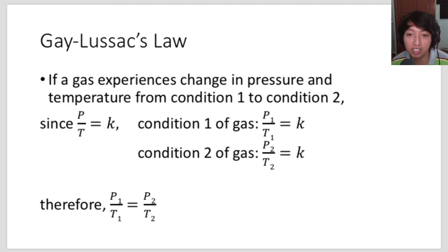And exactly just like these other formulas that we learned, if we take a gas and change the condition, okay, we change the temperature and the pressure, mass remains the same, volume remains the same, then since it's a constant, P1 over T1 should equal P2 over T2. Therefore, P1 over T1 equals P2 over T2.